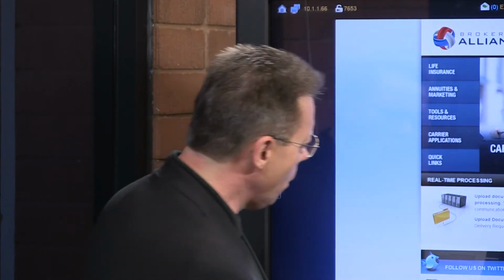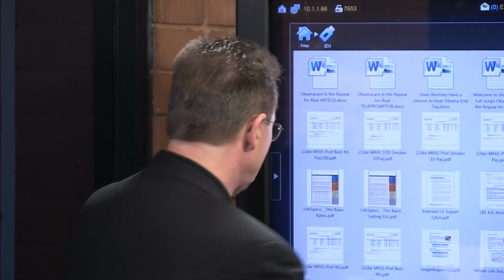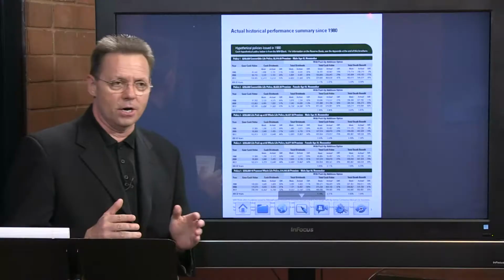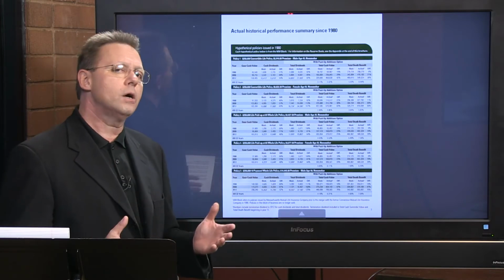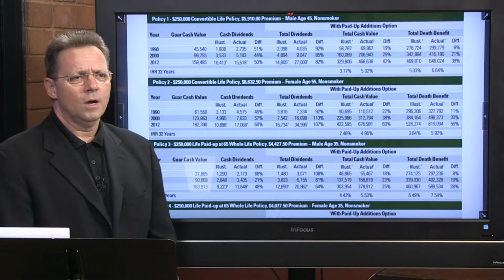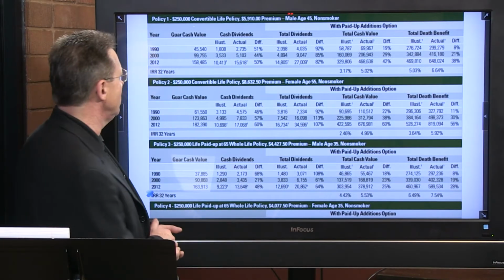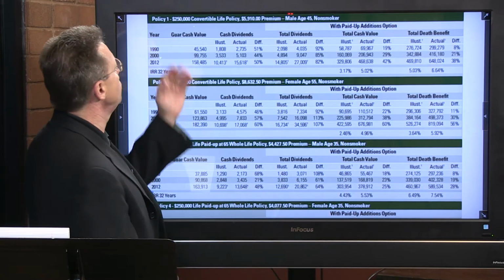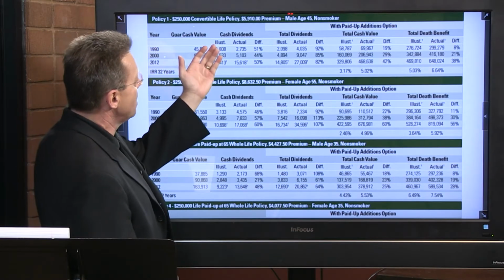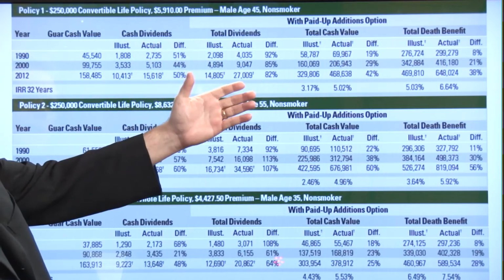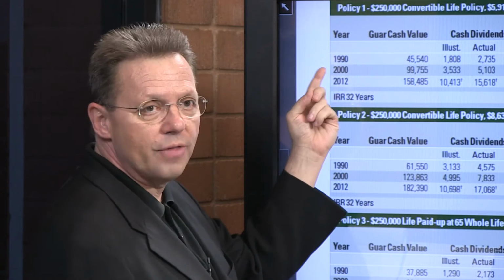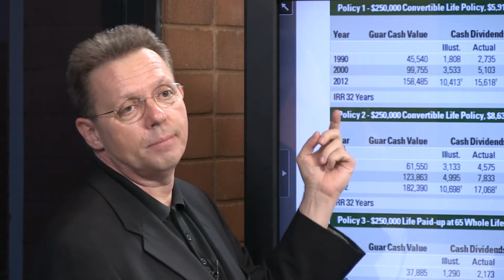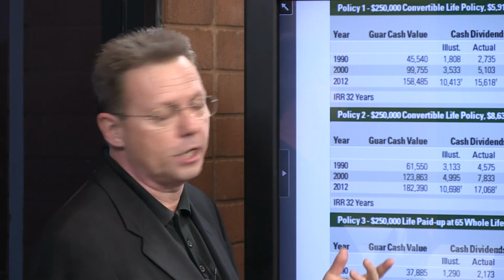Now, what I want to do is go over a basic idea here. I'm going to walk you through some of the basic history of one carrier just to give you an idea of what dividends do and the historicity behind it. Okay, so let's look at the example on the Mondo pad here. We're looking at a $250,000 whole life contract, male 45, non-smoker. I'm looking at the year 1990, the year 2000, and I was going to do 2010, but I thought I'd throw in the dividend for 2012 just to make it current.